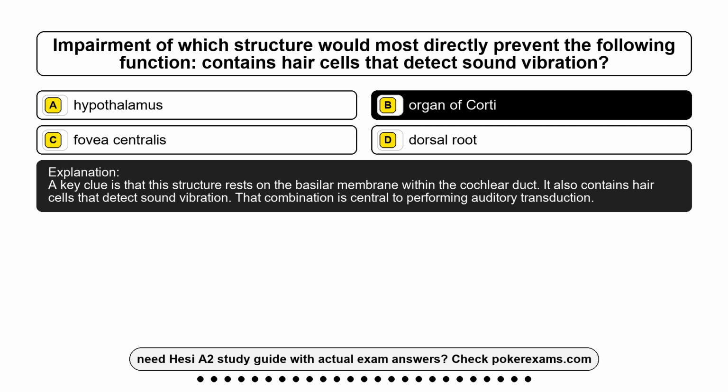A key clue is that this structure rests on the basilar membrane within the cochlear duct. It also contains hair cells that detect sound vibration. That combination is central to performing auditory transduction.